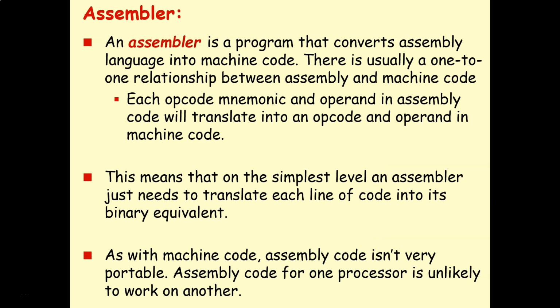So an assembler is a program that converts assembly language into machine code. There's usually a one-to-one relationship between assembly and machine code. So each opcode mnemonic and operand in assembly code will translate directly into an opcode and operand in machine code. This means that on the simplest level, an assembler just needs to translate each line of code into its binary equivalent. However, as with machine code, assembly code isn't very portable. Assembly code for one processor is extremely unlikely to work on another. So again, you'd have to rewrite a program to move it from one CPU architecture to another.